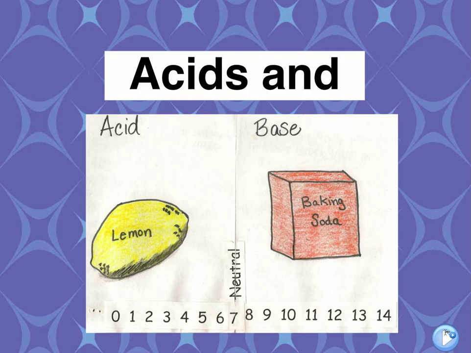So what is an acid and what is a base? Well, basically, when we use the pH scale, acids are 0 to about 6.5. At 7, we become neutral. At 7.5 to 14, we hit bases. Now, a typical base that you would have in your kitchen would be baking soda. A typical acid that you would have, a lemon.